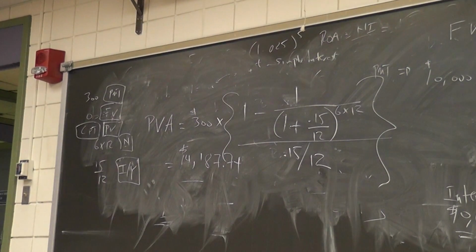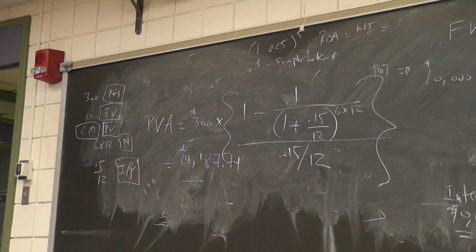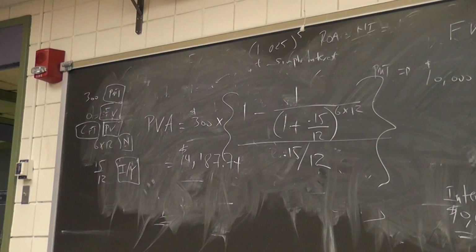And of course, instead of the present value of the ordinary annuity, it could have been the present value of the annuity due, right? Times 1 plus 0.15 divided by 12, which is 1 plus r, the period rate, right? It could have been a future value of the annuity, or also a future value of the annuity due. This is where I could change the questions.